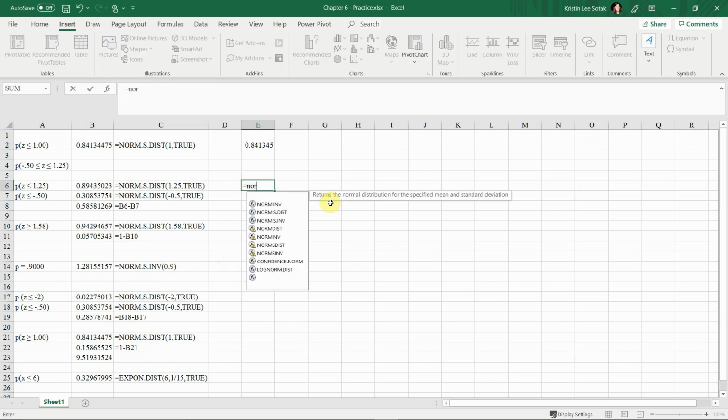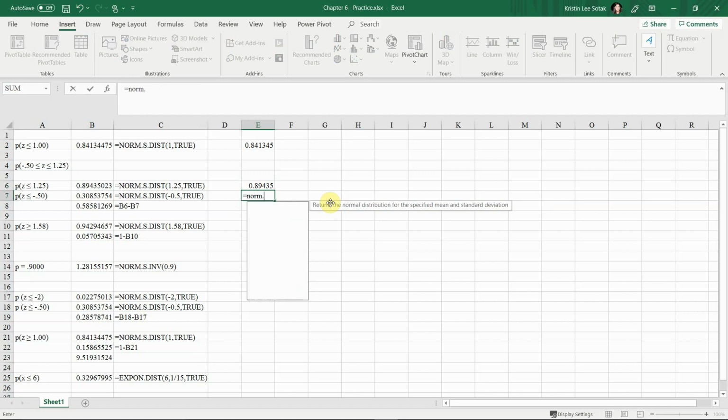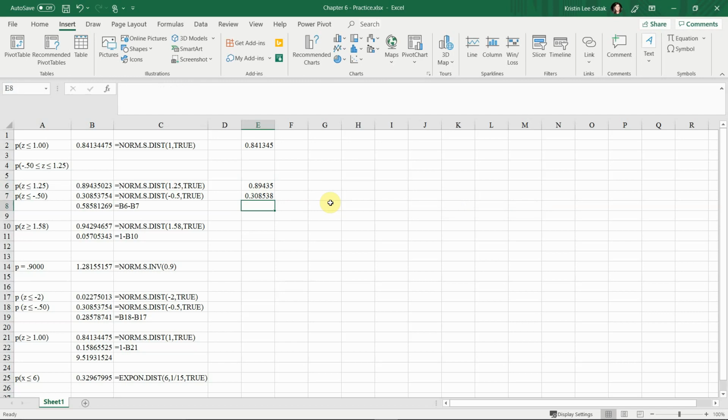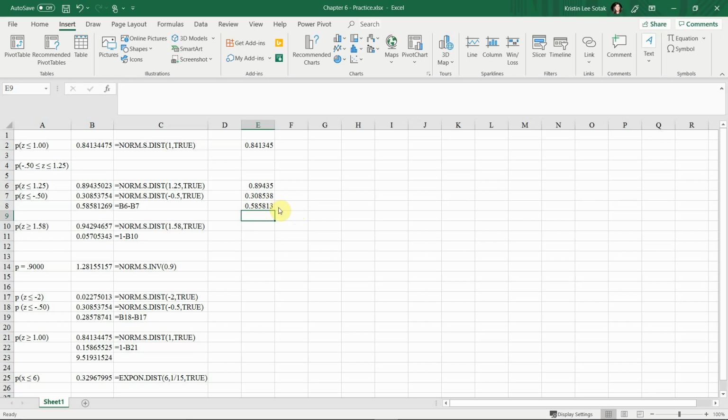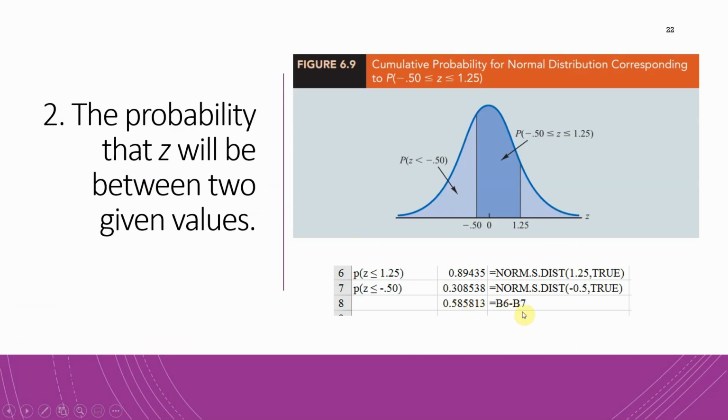So again, our function is NORM.S.DIST, because we're working with the standard normal, and we want 1.25, that's our first one, and TRUE, because we want the cumulative, the whole area right below 1.25. And then we want to do this again, but for negative 0.50, and again TRUE, and we come up with these two values. But remember, we want to subtract that second value from our first one, the big one. And then we're going to end up with 0.5858, which is our answer here.